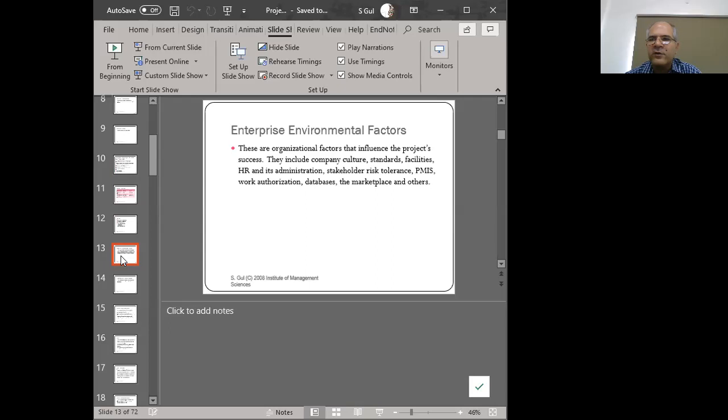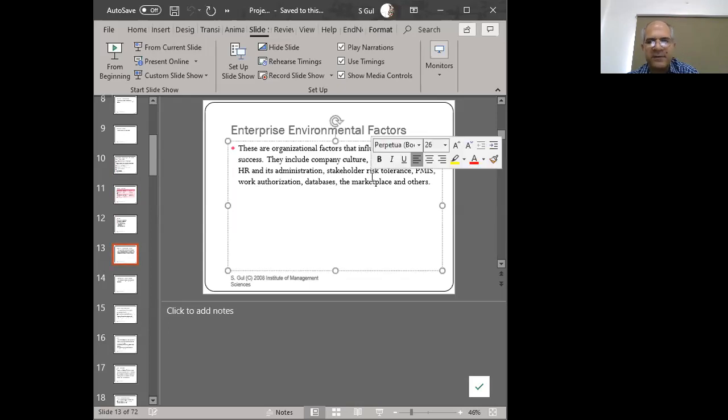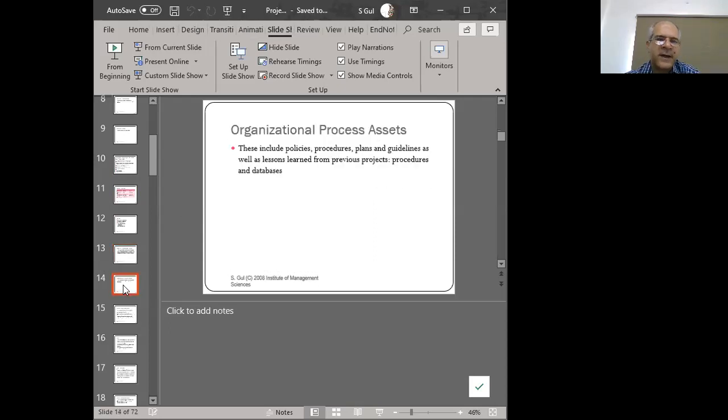You've got to have some sort of a project management information system. So where is that information system? Is it a purely digitized information system, or is it a paper and pencil based information system? So what is the nature of that? How do you authorize the work? Do you have any databases that you're using to determine the duration of something or the cost of something? What is your marketplace like? Is it monopolistic? Is it an open market and such things, right? So these are enterprise environmental factors. So you have to have those in the back of your mind.